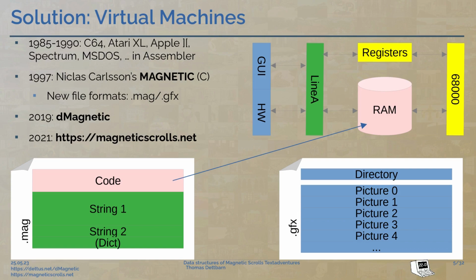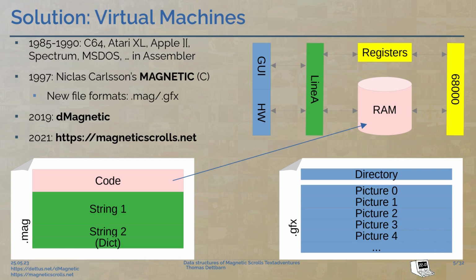And in 1992, Niklas Carlsen came up with his own implementation of the engine. That was actually the first one being written in C, if I'm not mistaken. He called it Magnetic. And to make it easier for users to play those games, he came up with those two new file formats, .mac and .gfx.